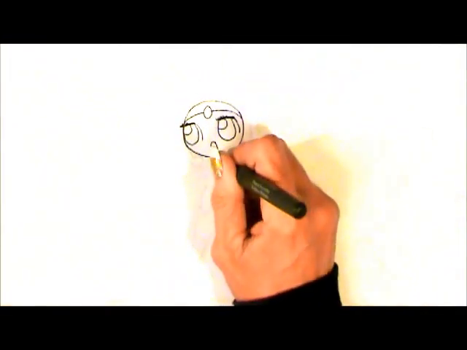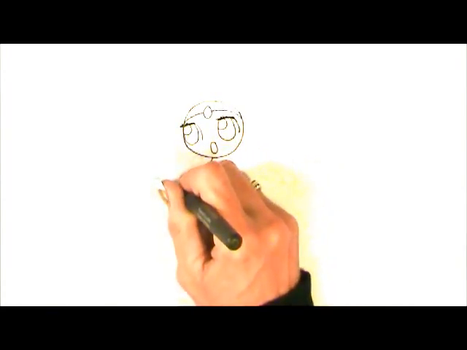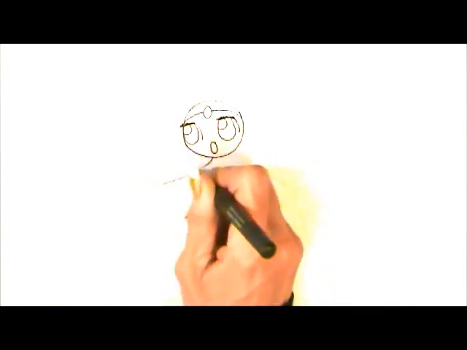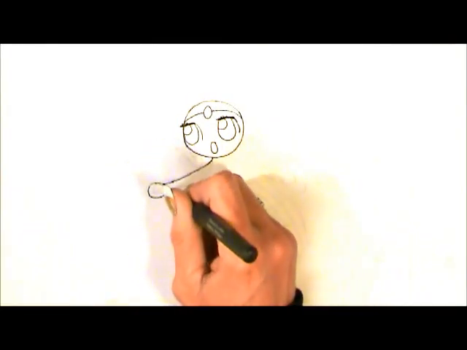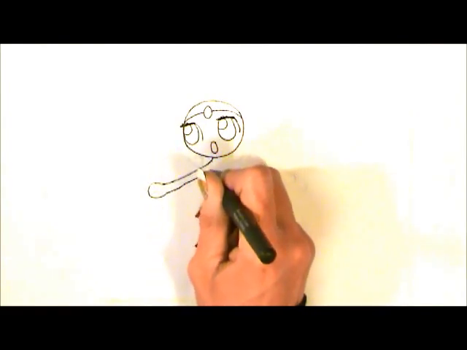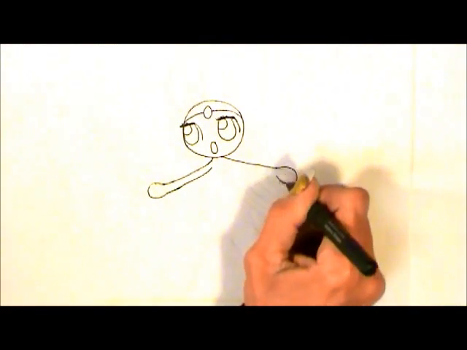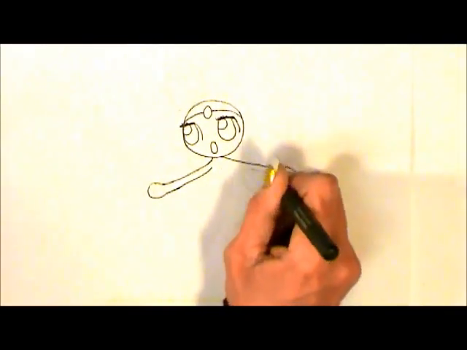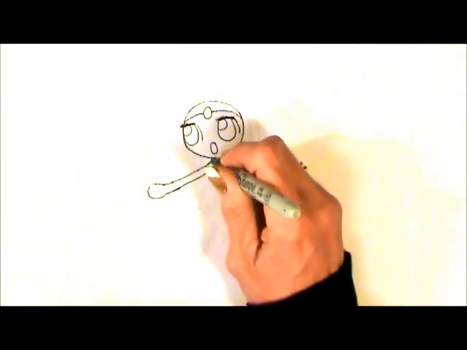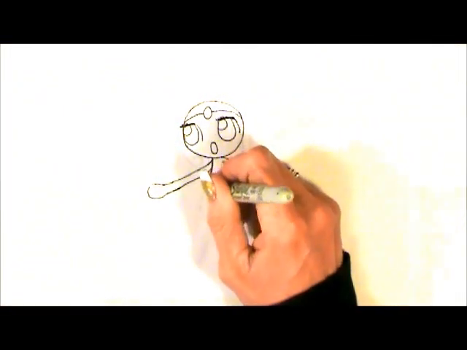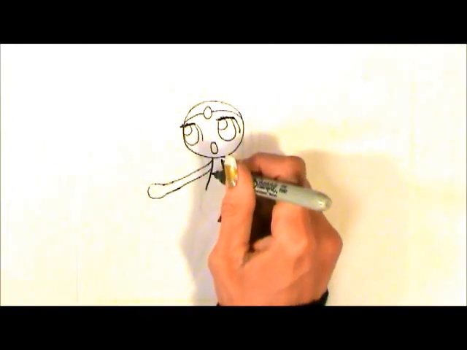Start by bringing the arms out with an angled line, and at the end of that line I'm going to put a circular shape. Let's head down the body in a cylinder type shape and then make two lines right here.